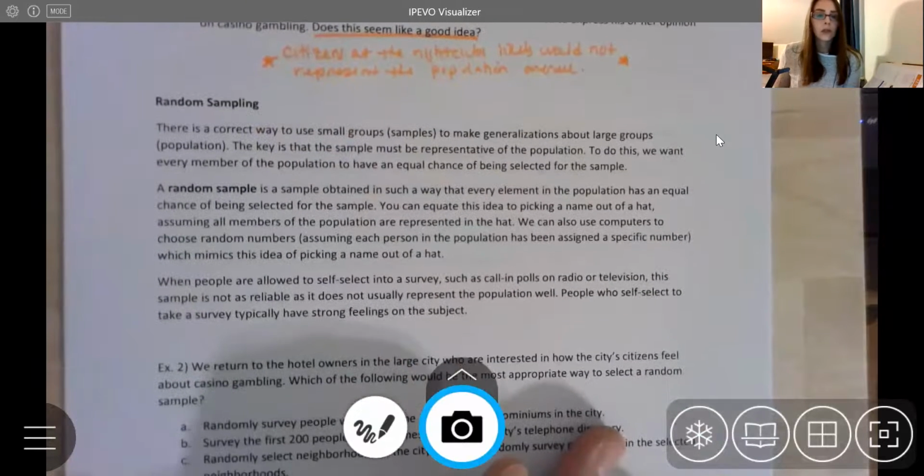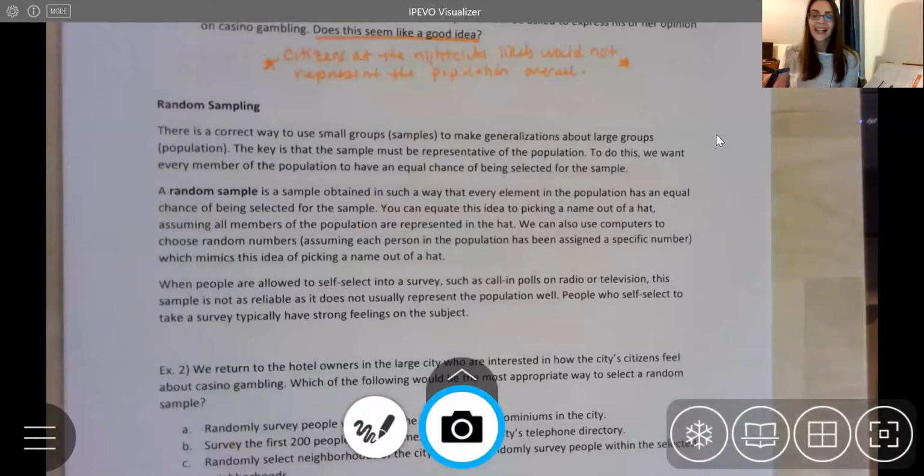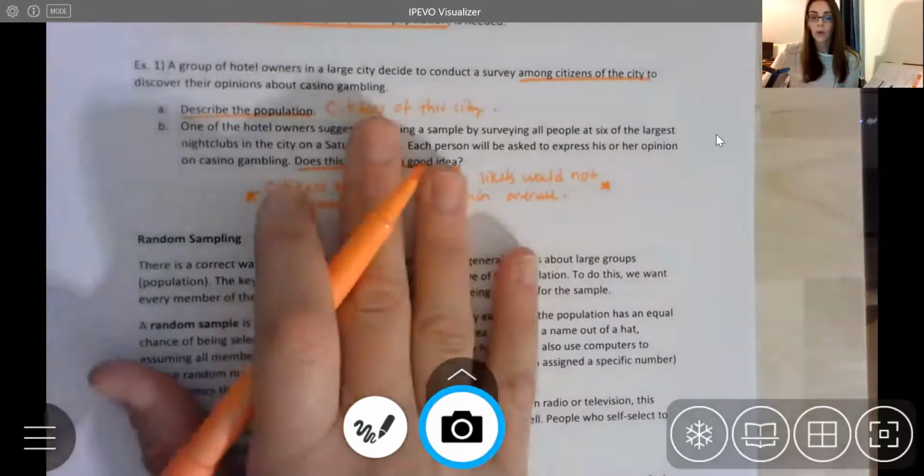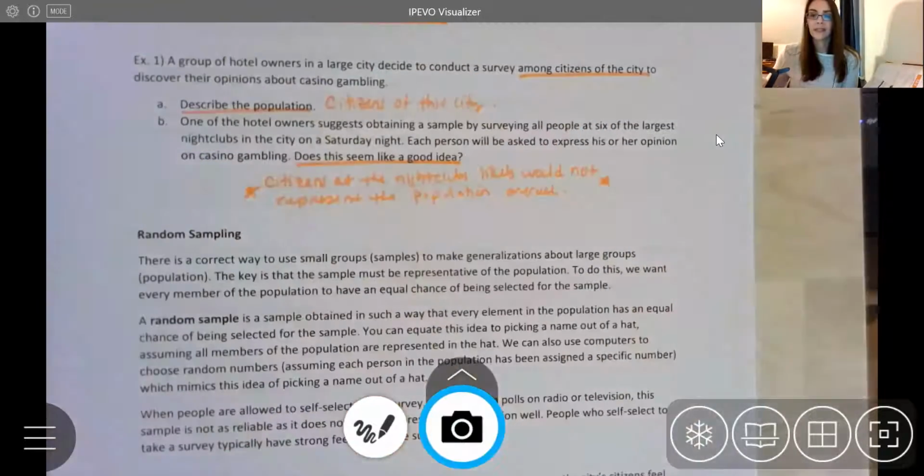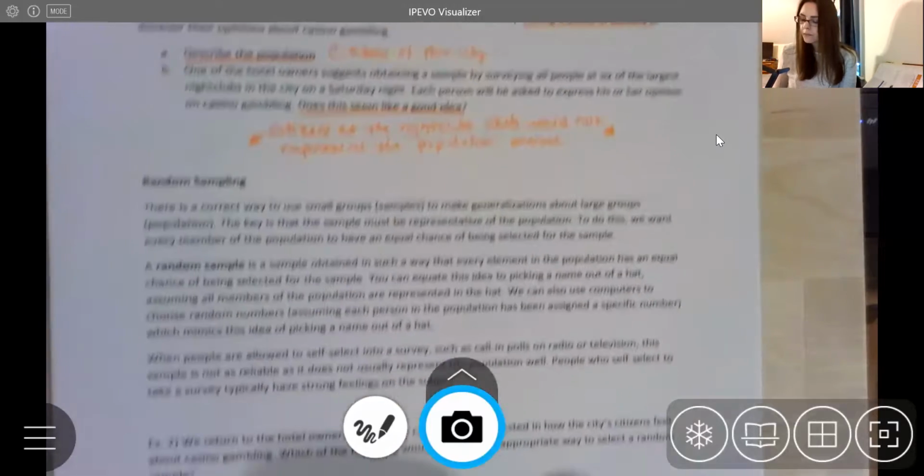Now, what you want to do is random sample. That is the correct way to get a good sample that will be representative of the population. And you want to do it such that every person in the population, or every item, depending on what you're looking at, has the same chance of being selected for the sample. In our last case, that was not the case. We were only looking at people who went to these 6 nightclubs. So not everybody in the city would have the opportunity to be selected for this survey, right?